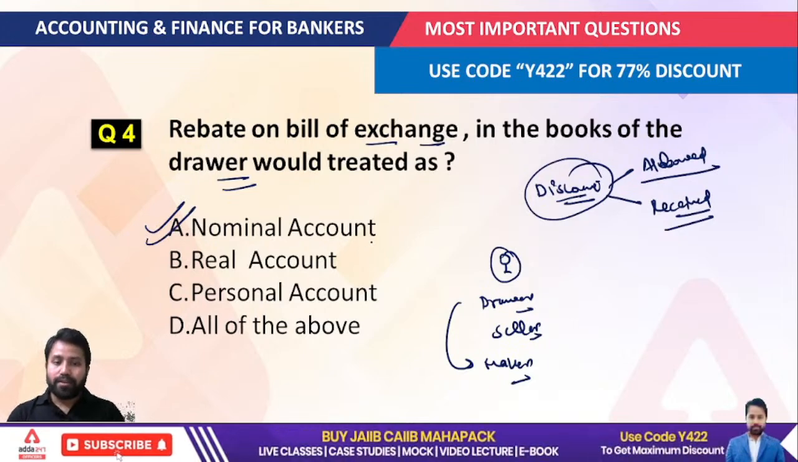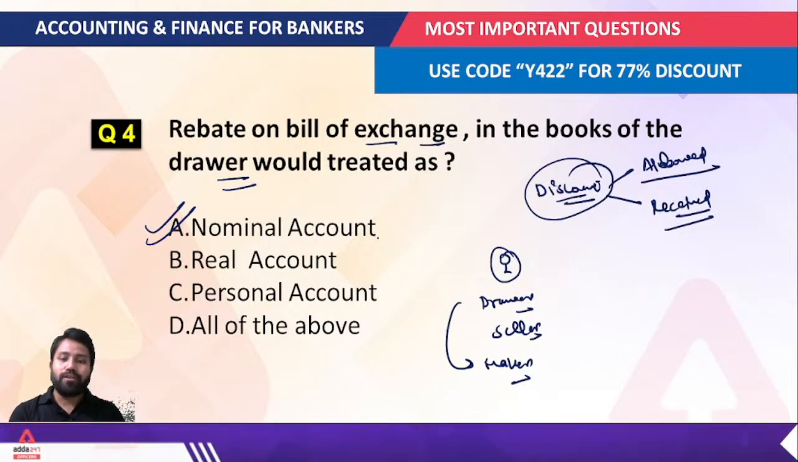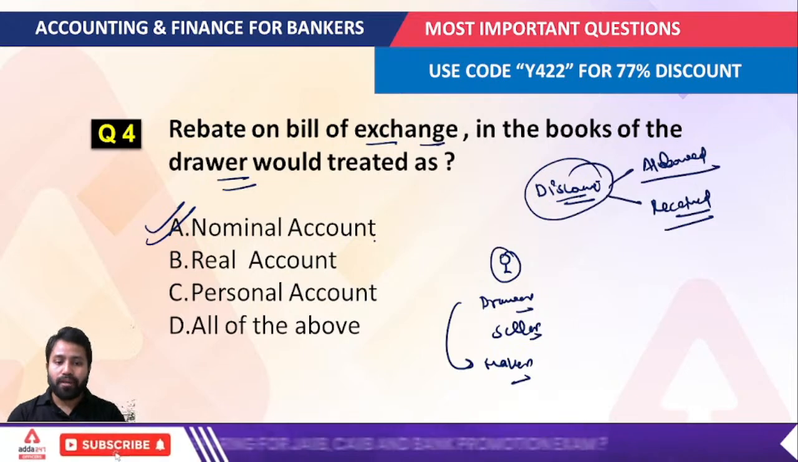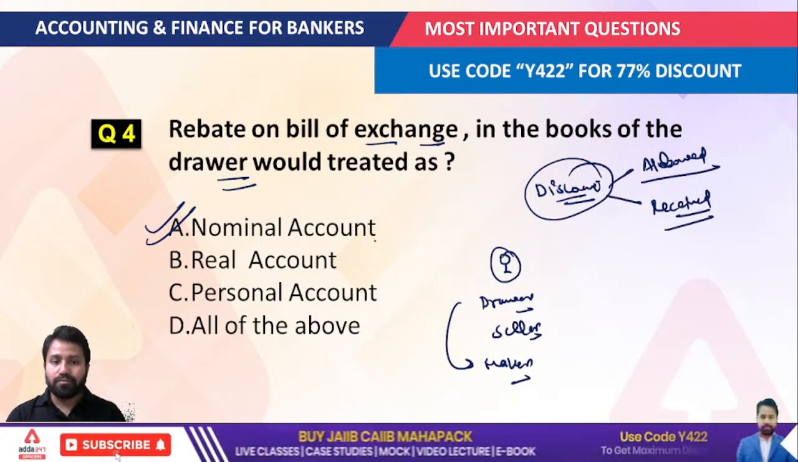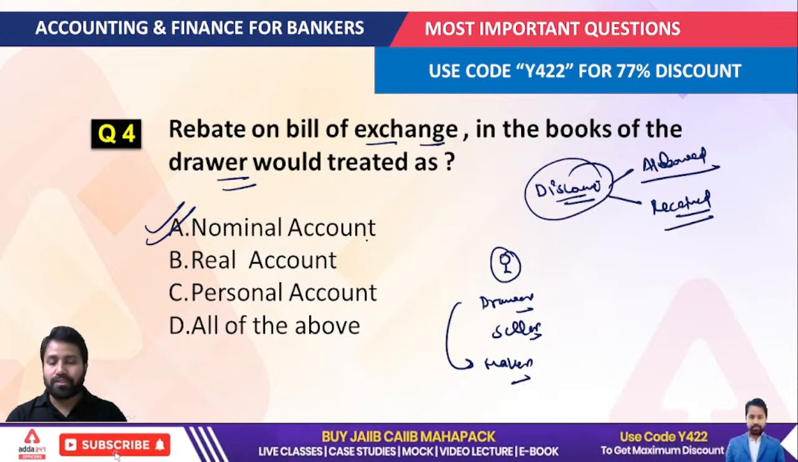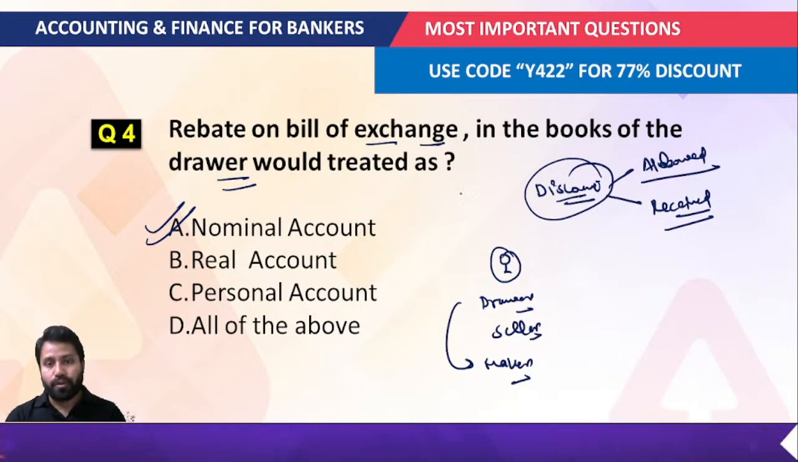Right, that would be the nominal account. So the correct answer is the nominal account: rebate on the bill of exchange in the books of the drawer would be treated as a nominal account.